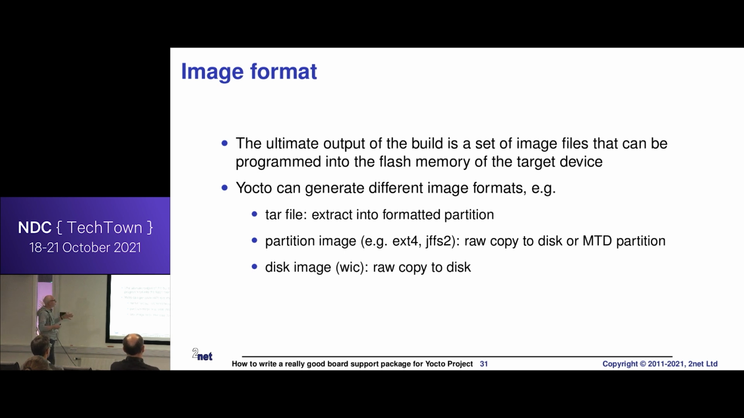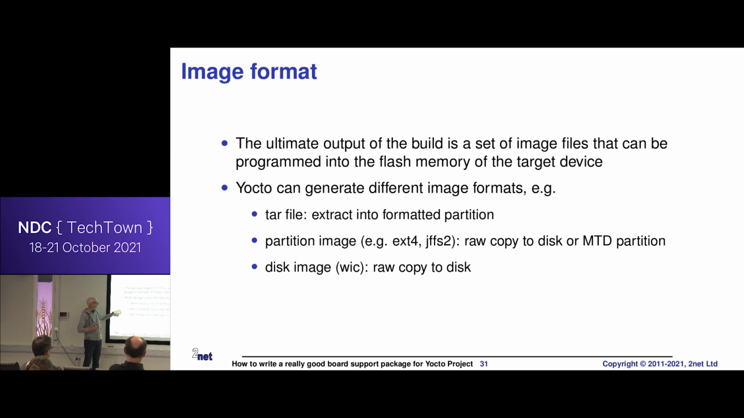So next thing I want to look at is the image format. The whole point of doing all this is to create images, and you need to determine what format of those images you want. Yocto has image builders for various things. The simplest is tar files. So that's just a tar gz file.